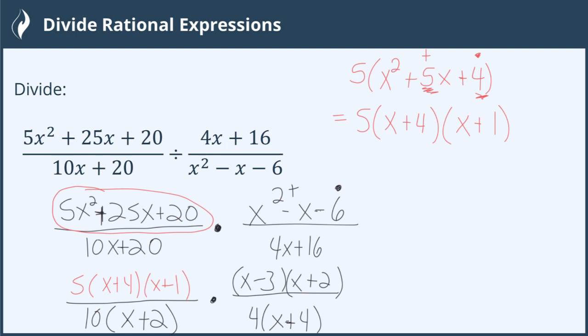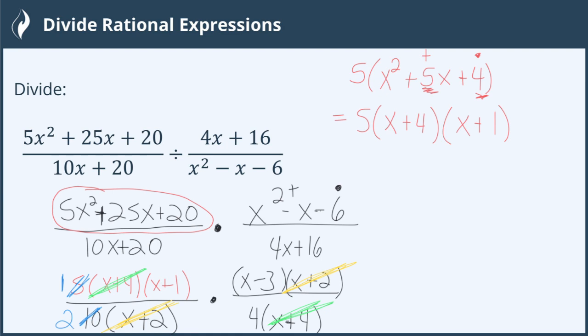Now, I can cancel some things out, which is great. So looking at this, I can say, okay, what is the same on the top and the bottom of the fractions? Well, I can take this x plus 4 and cancel it with this x plus 4. I can take this x plus 2 and cancel it with this x plus 2. I don't have any x plus 1 or x minus 3 in the bottom of the fraction, so I can't cancel those out, but I can simplify the 5. The 5 and the 10 can simplify and become 1/2.